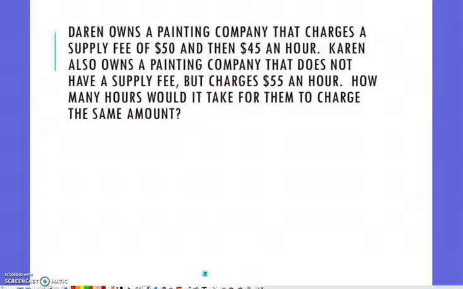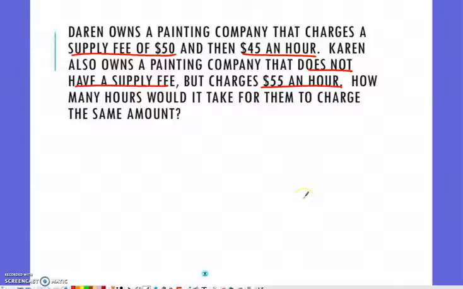All right, so here's our last example. I'm not saying you have to write this down word for word, but listen to me and write down the important stuff. It says Darren owns a painting company that charges a supply fee of $50 and then $45 an hour. Kieran also owns a painting company that does not have a supply fee, but charges $55 an hour. So there's two different equations. How many hours would it take for them to charge the same amount?